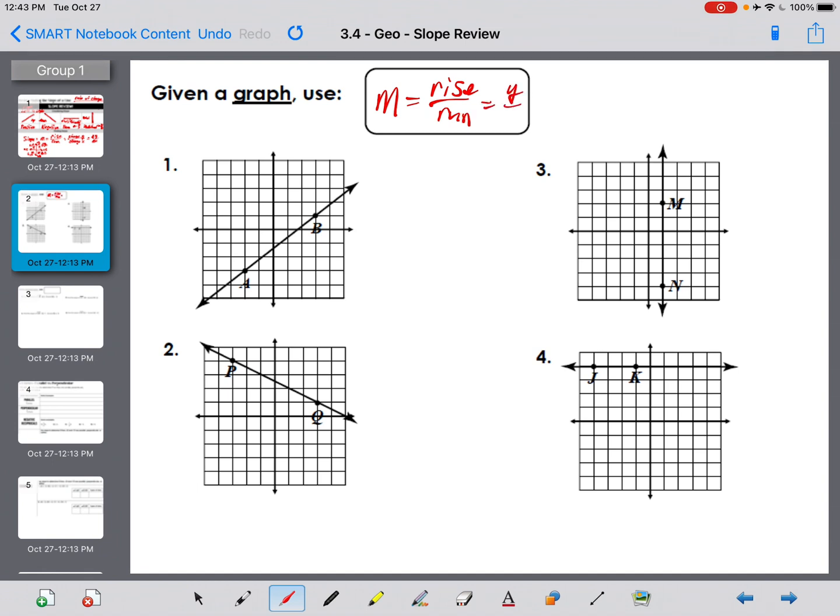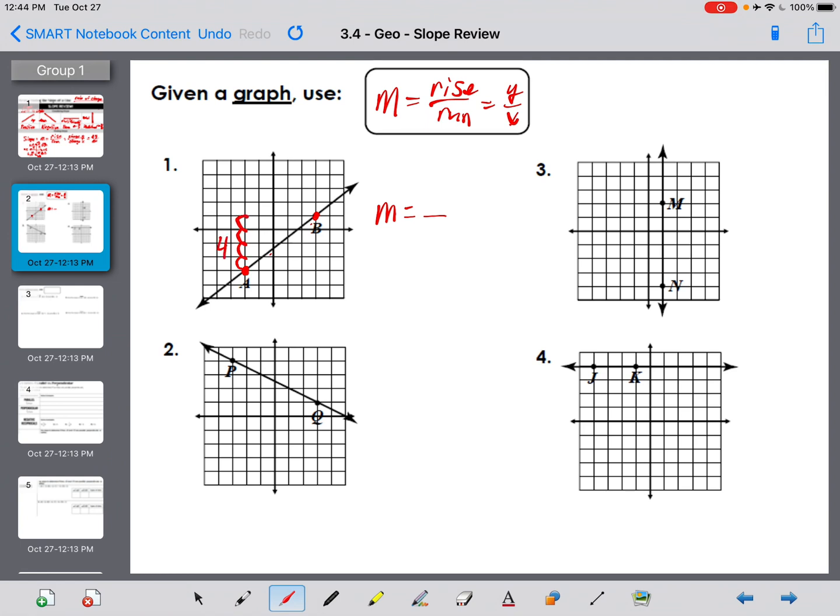Now, if you're given a graph to find the slope, the easiest way is M is rise over run, or y over x. All you have to do is start from one point and count to the other point. Count your ups, put them on top, and count your runs, your left and rights, put them on bottom. So if we start here at point A, all we have to do is figure out where B is.